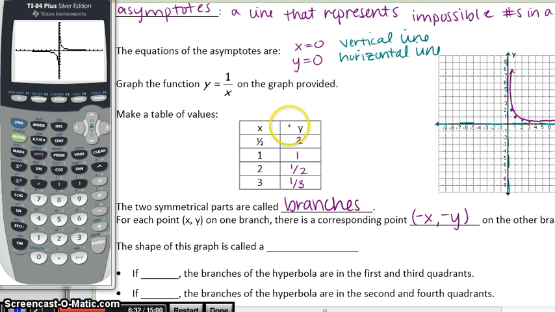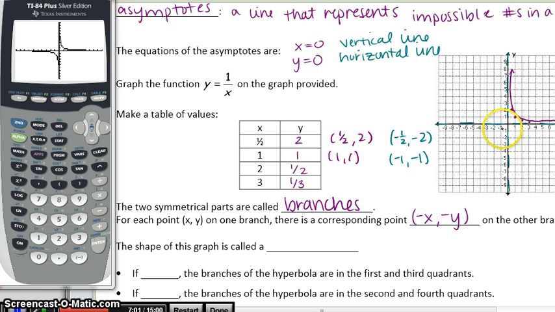So this first x value that got us the point 1/2 comma 2, and this gave us the point 1, 1. But since we know there is a second branch down here, that is going to give us the point of negative 1/2, negative 2, and negative 1, negative 1. So we're just taking the opposite of x and the opposite of y. So we can plot all of those points. I'm going to do that now.